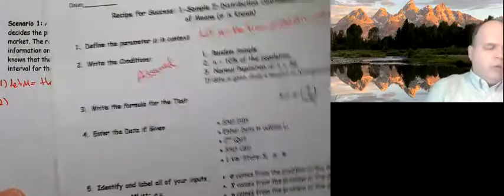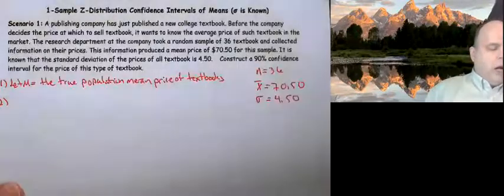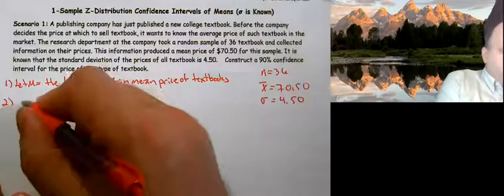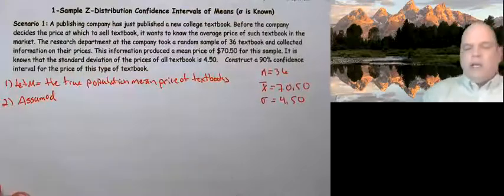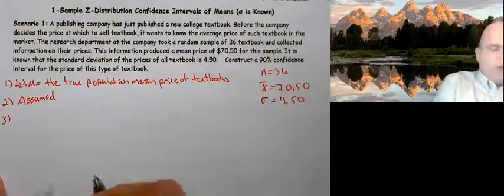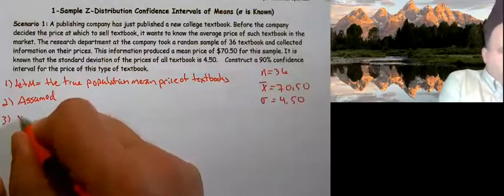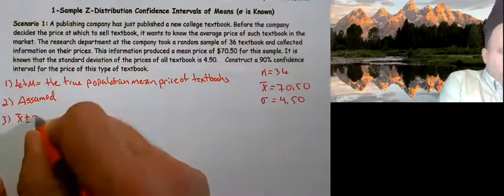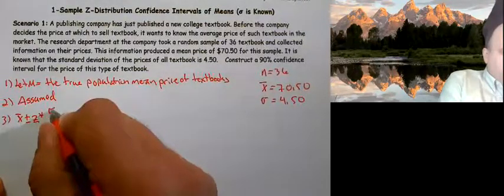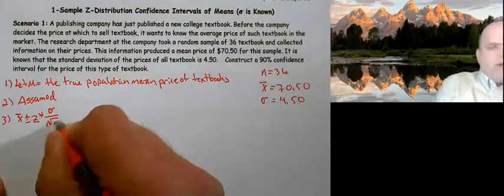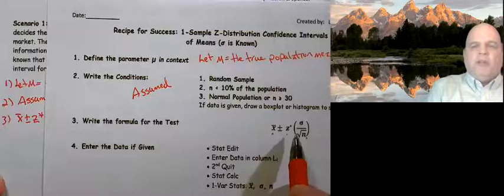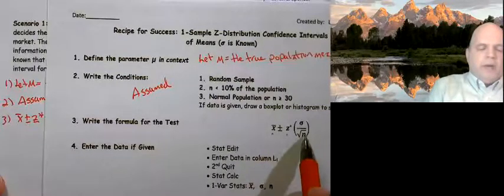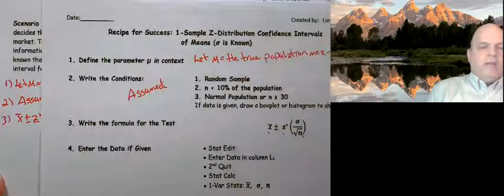Number two, we were supposed to do the conditions. And in this case, we're just going to say that they're assumed. In college, you may have to do them. If you're in AP statistics, you'd have to do them. Here, we're not as concerned about them. We will talk about them more later. But right now, we're not worried about it. Three, our formula. Our formula was X bar plus or minus Z star sigma divided by the square root of n. Now, I don't expect that you've memorized that yet. There it is, X bar plus or minus Z star, the standard deviation of the population divided by the square root of n.